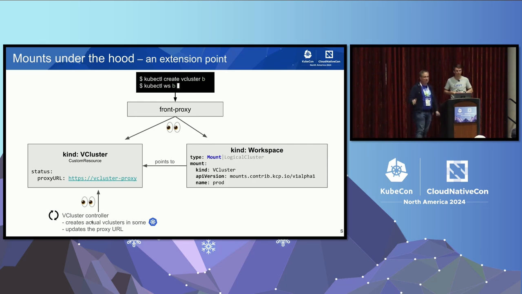It's not hard-coded. KCP doesn't know anything about vClusters. It just knows about mounts, like the Linux kernel knows about mounts. And in Linux, you have fuse as a user mode mounting mechanism, and this is basically very similar. You have a controller which publishes a URL where this vCluster actually lives, and the front proxy is a proxy component in front of KCP, which is deployed anyway. And every installation of KCP then forwards to this URL.